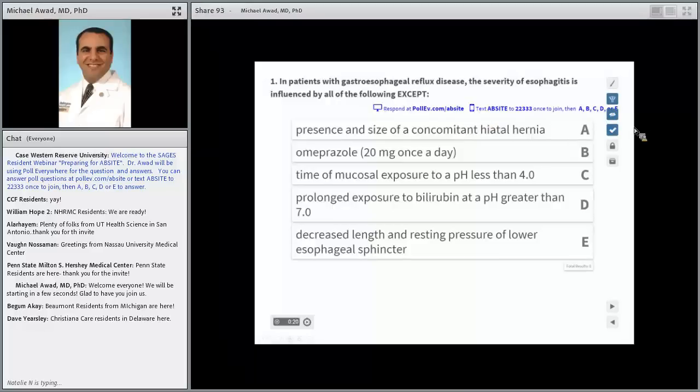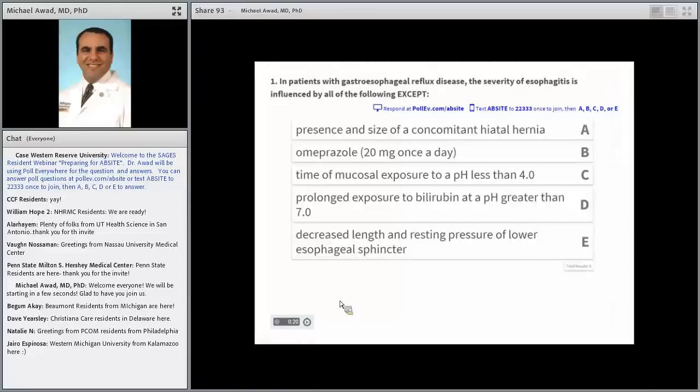In patients with gastroesophageal reflux disease, the severity of esophagitis is influenced by all of the following except: presence and size of concomitant hiatal hernia, omeprazole, time of mucosal exposure to a pH less than 4, prolonged exposure to bilirubin, pH greater than 7, or decreased length and resting pressure of lower esophageal sphincter. And remember, this is an except question. We have a timer at the bottom left corner, which I'll use to just kind of help keep us on track.